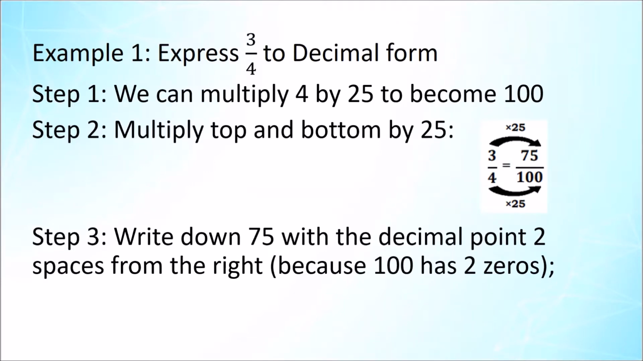Then, from this, write down 75, the decimal point 2 spaces from the right because 100 has 2 zeros. Kaya, ang 3/4 is equal to 0.75. The same kung paano natin i-divide ang 3 sa 4. Magdadagdag tayo ng 2 zeros as decimal point. So, 0.75 din ang value ng 3/4 if we divide 3 and 4.